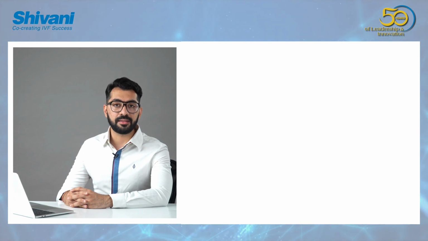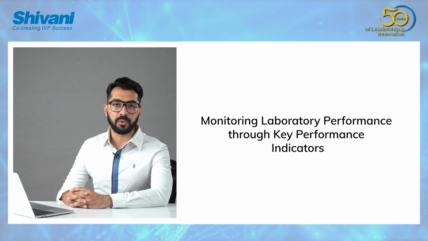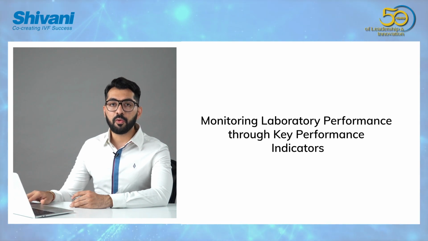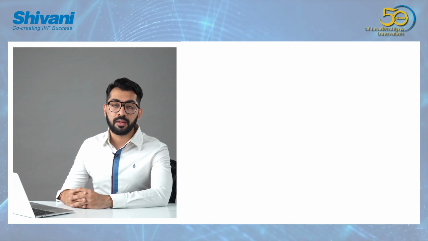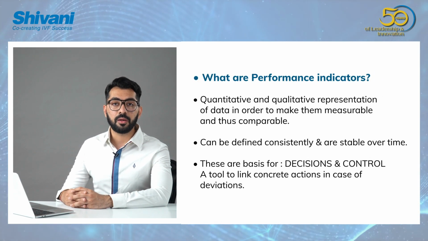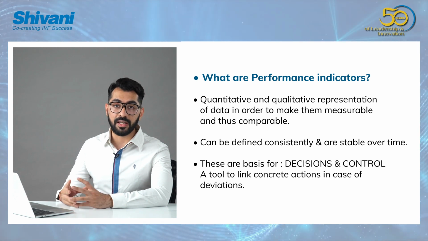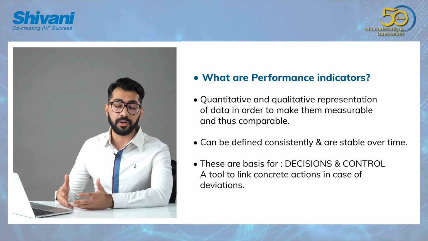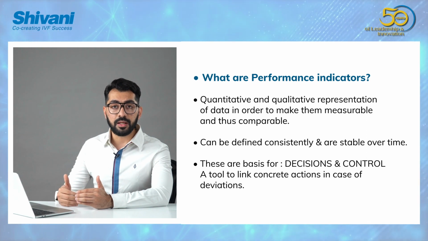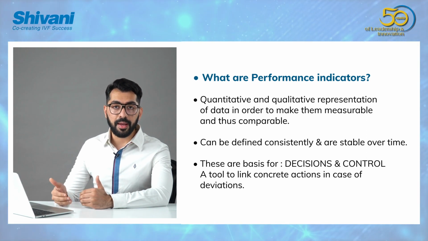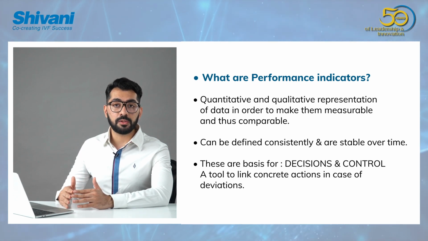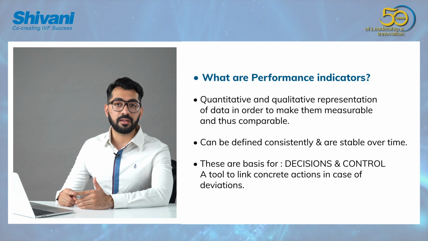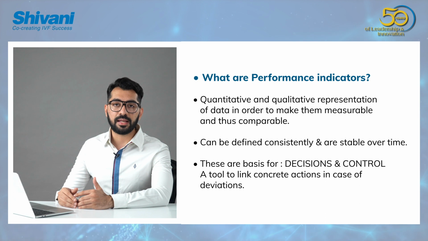Today we are going to be discussing a very interesting and important topic for all of you, and that is monitoring laboratory performance through key performance indicators. Before we begin, we have to understand what we mean by key performance indicators. Key performance indicators are basically quantitative as well as qualitative assessment of data that you have in your laboratory, and we can use them to compare our performance in the laboratory. These are tools which can be used to make decisions, and also to control the kind of work that's happening in the laboratory.